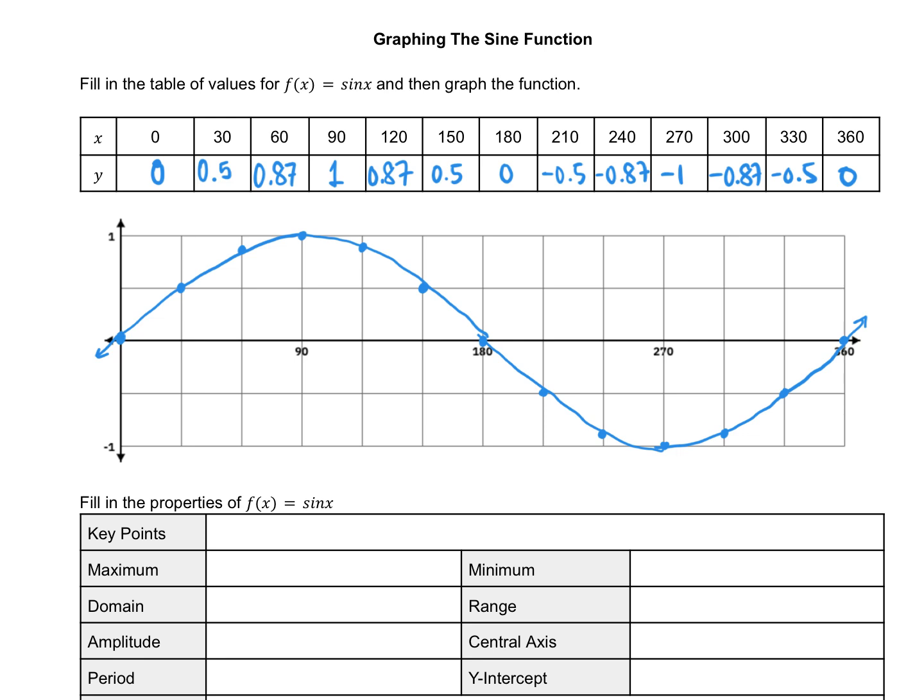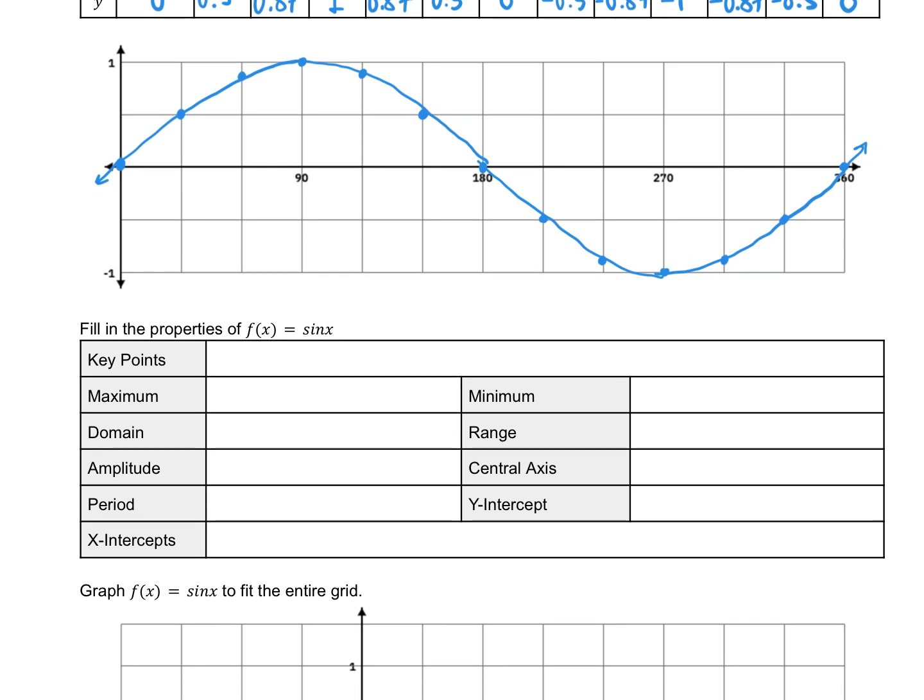So let's fill in the table of values with some key properties by looking at this graph. Our key points, by key points, I mean the characteristic points that create this shape. So the maximum and the minimum definitely needed. And then I have 3 points on the x-axis that seem pretty important. So my key points will be 0, 0, so the origin, 90 at 1, 180, 0, 270 at the minimum of negative 1, and 360 back to 0.